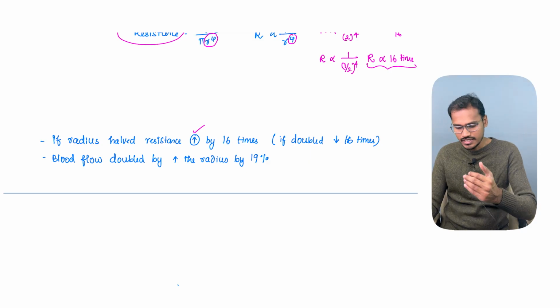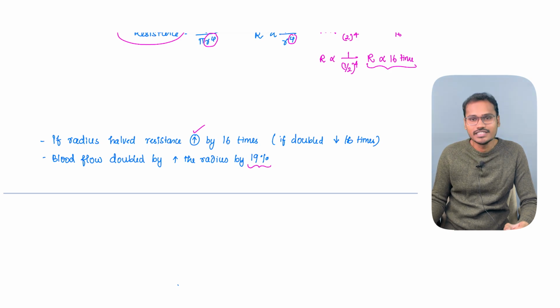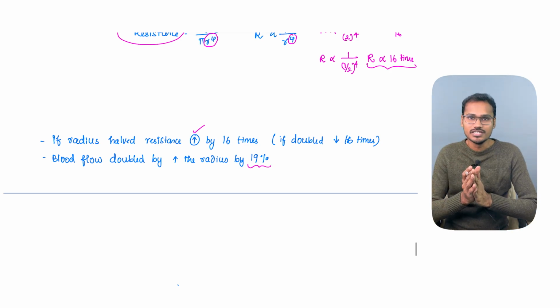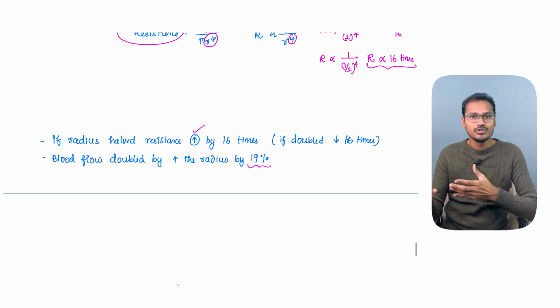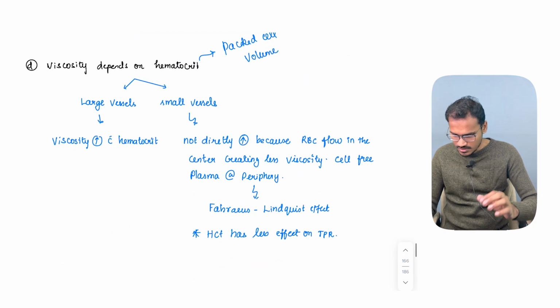If it is doubled, it decreases by 16 times. If you have to double the flow, the radius has to be increased by just 20%. If you increase the radius by 20%, the blood flow is going to be doubled. That's how the vasodilatory process helps during states like exercise. There is an increase in vessel radius and the blood flow to that particular tissue increases. Now coming to the last formula, last but one I guess.